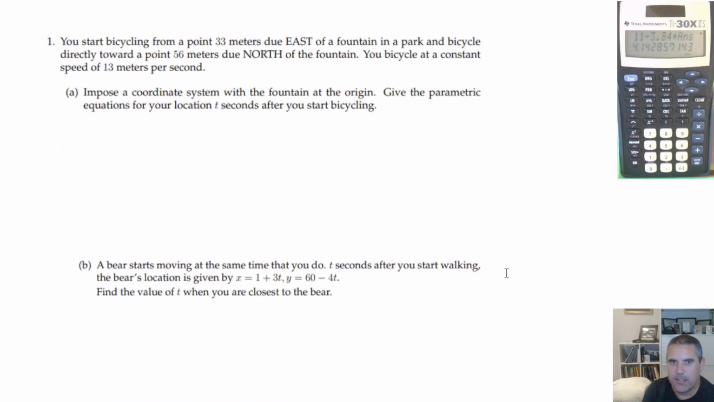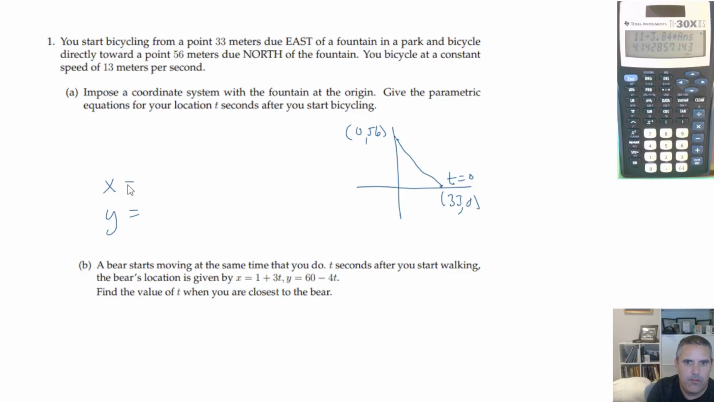One more, just so I can kind of get the pieces flowing here. There's a bicycle. There's a fountain. The bicycle starts from a point 33 units east and goes towards a point that's 56 meters north. So this is like the starting place, going 13 meters per second. So we're starting at 33, 0.